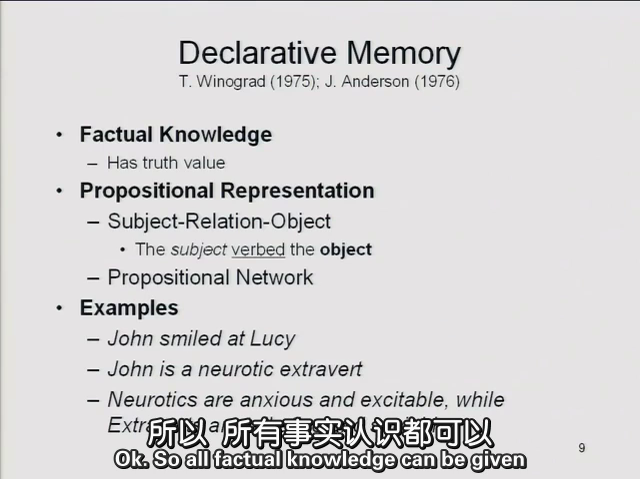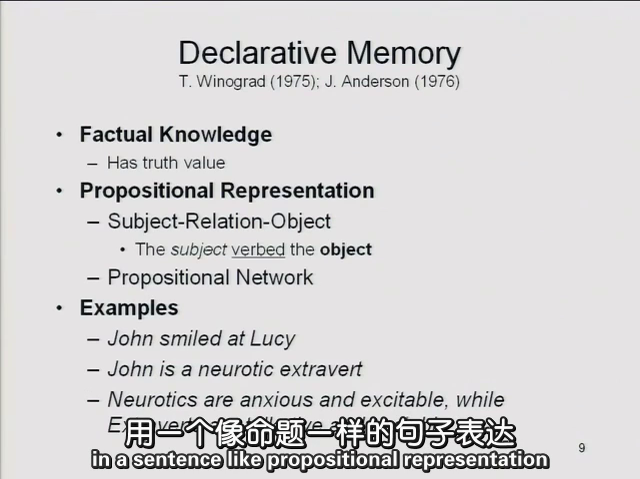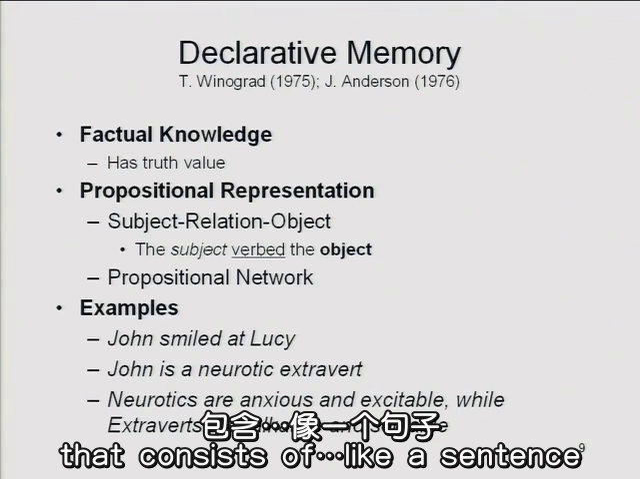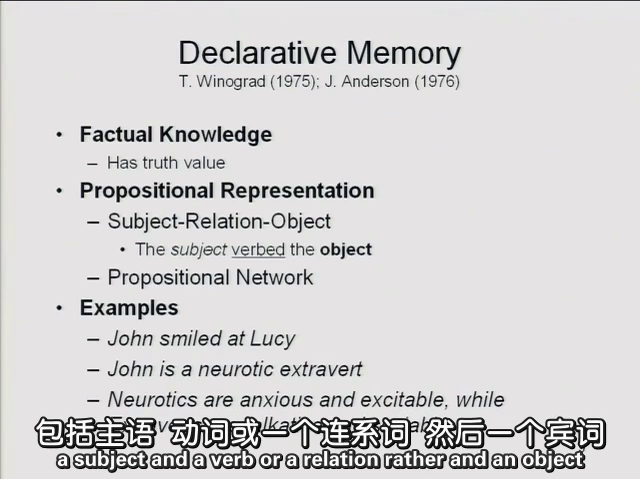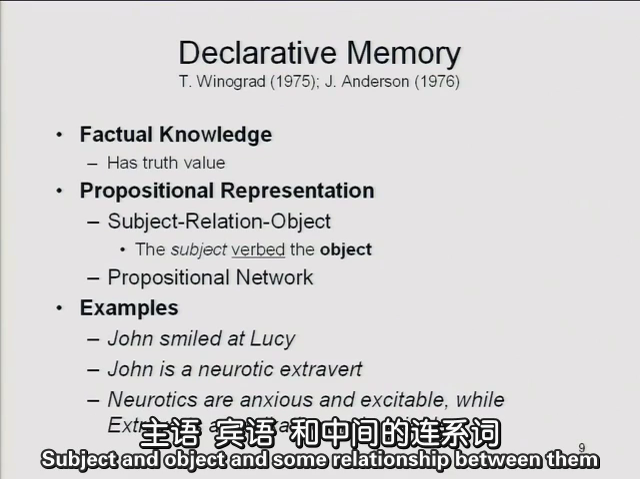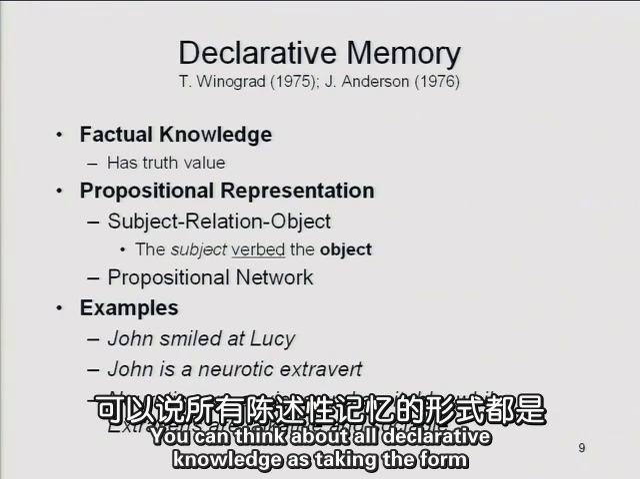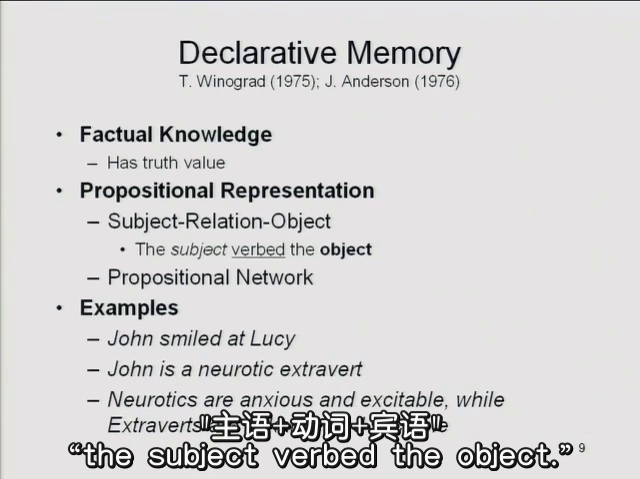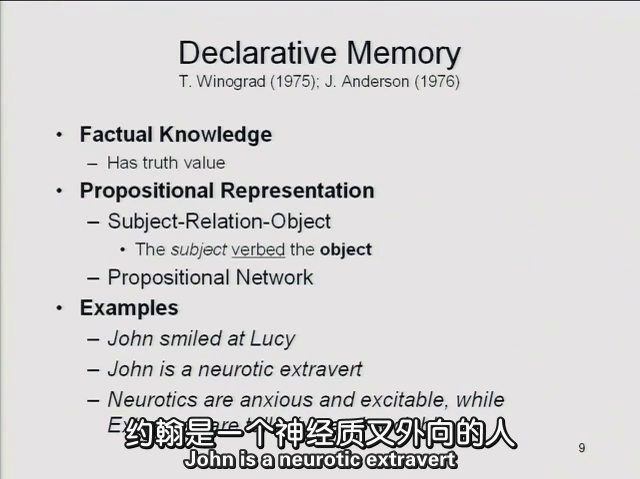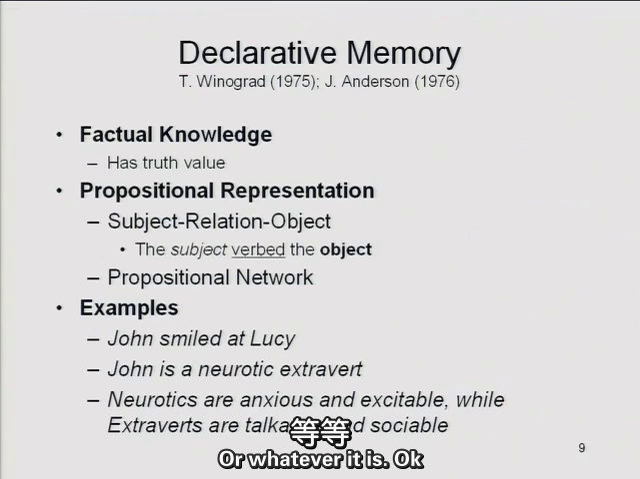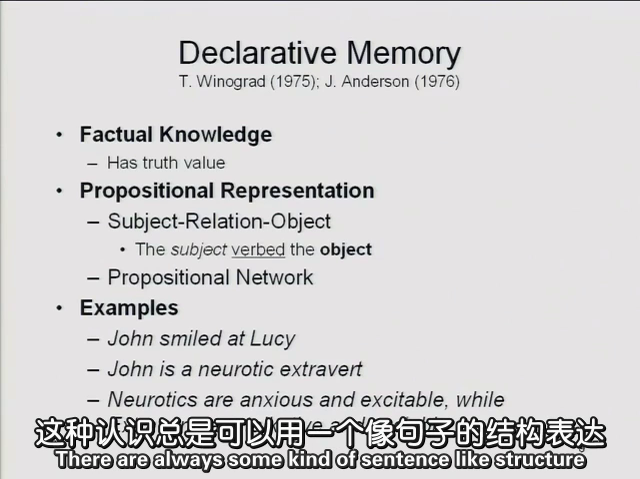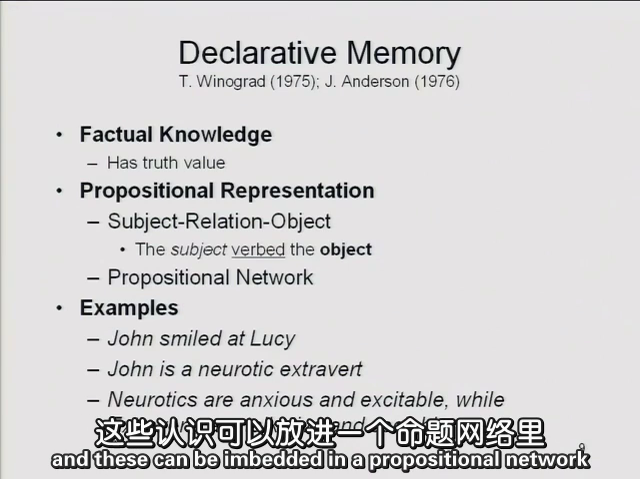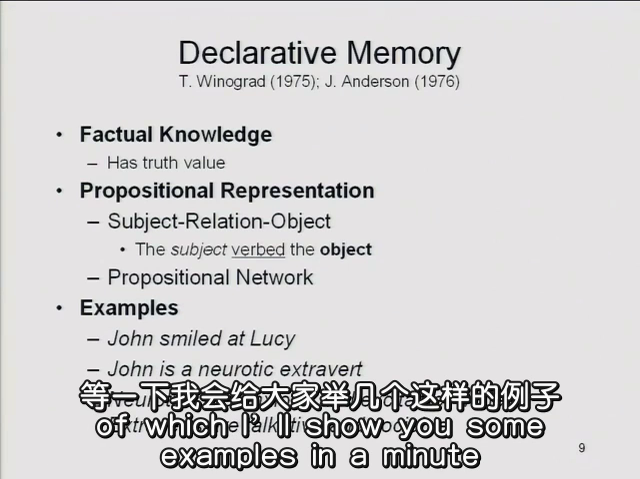All factual knowledge can be given a sentence-like propositional representation that consists of, like a sentence, a subject and a relation, and an object, and some relationship between them. You can think about all declarative knowledge as taking the form, the subject verbed the object. John gave a present to Lucy. John is a neurotic extrovert, or whatever it is. There's always some kind of sentence-like structure, and these can be embedded in a propositional network, of which I'll show you some examples in a minute.